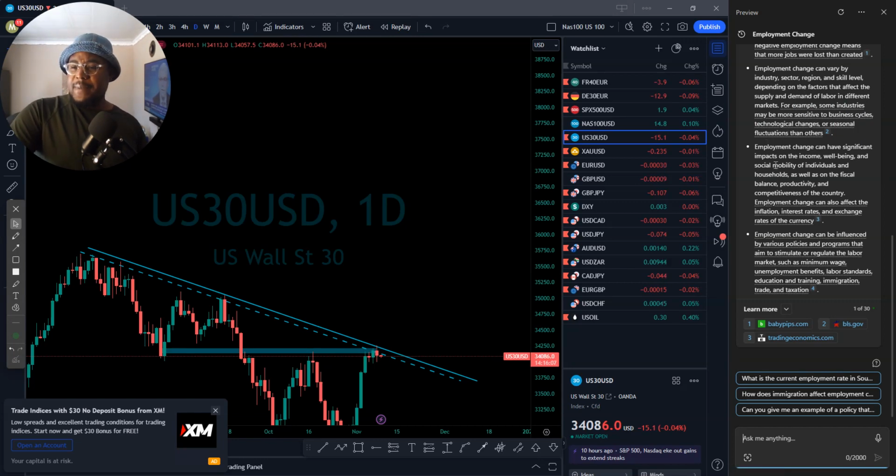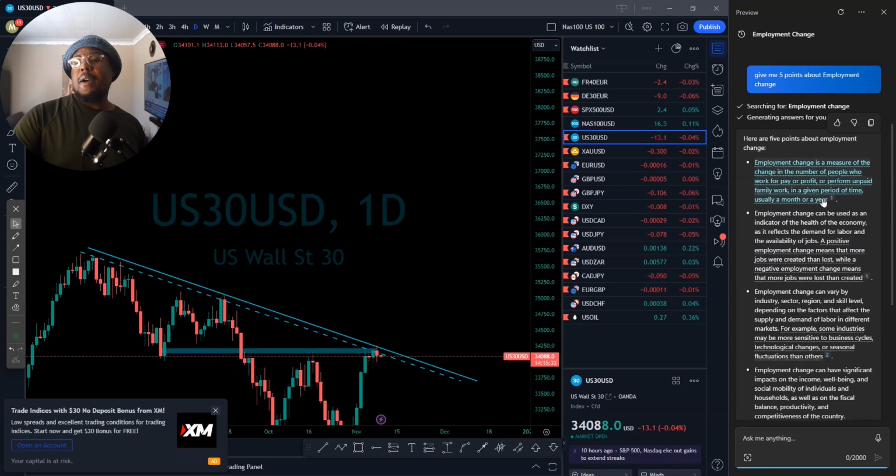So let me see something. On the last point, employment change can have a significant impact on the income, well-being, and social mobility of individuals and households, as well as the fiscal balance and productivity. Okay, I think this is fine. I think this is enough for employment change, right?